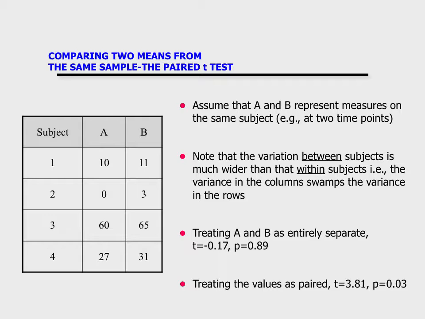You'll notice that the control group scored better on whatever we were measuring in every subject's case. So assume that A and B represent measures on the same subjects at 2 different time points. Note the variation between the subjects is actually wider. So between the subjects, meaning 10 and 0 and 60 and 27, 11 and 3 and 65 and 31, there's a huge range between these numbers if you're looking between subjects. But look at within subjects. There's a very small increase: 10 to 11, 0 to 3, 60 to 65, 27 to 31. So there's not a lot of variance in the rows, but there is a lot of variance in the columns.